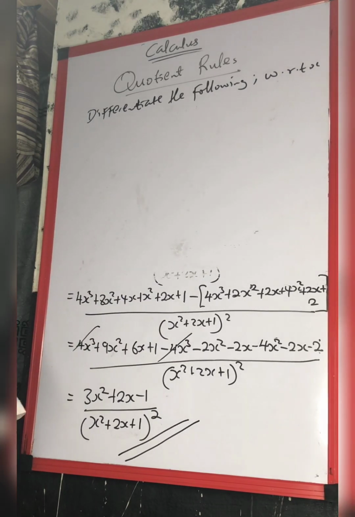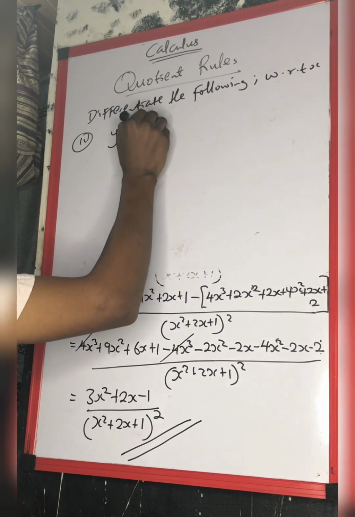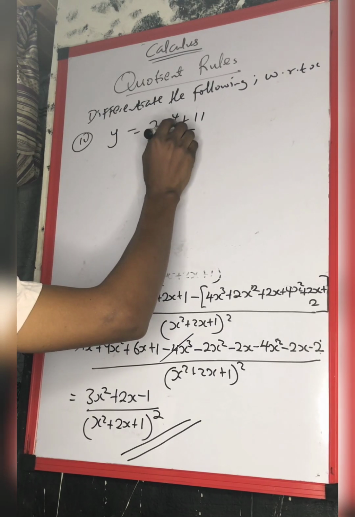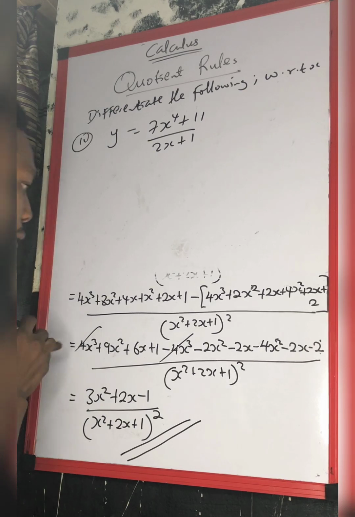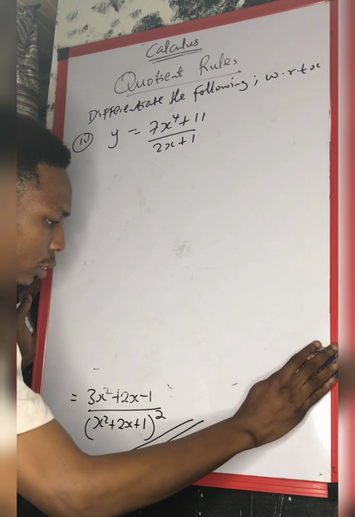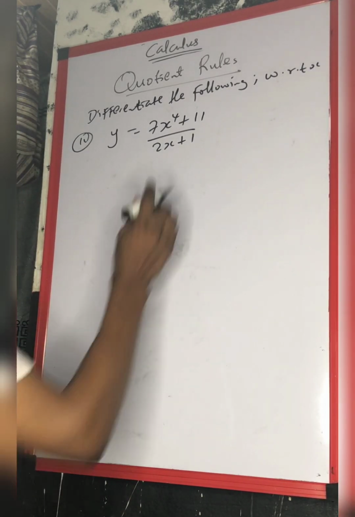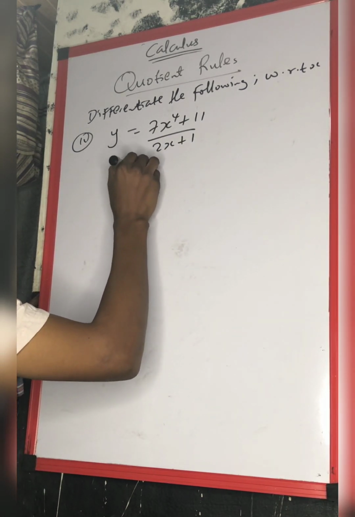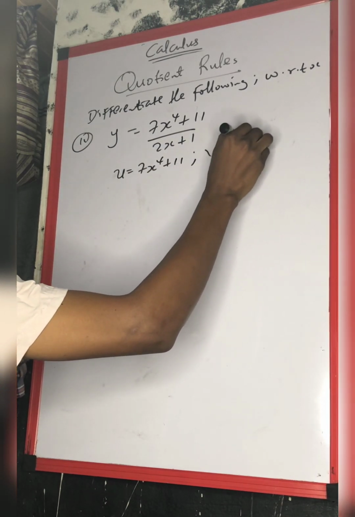So the number 2 question. If you are given y equals (7x^4 + 11) all over (2x + 1), we assign a variable to these two. We can select u equals 7x^4 + 11 and v equals 2x + 1.